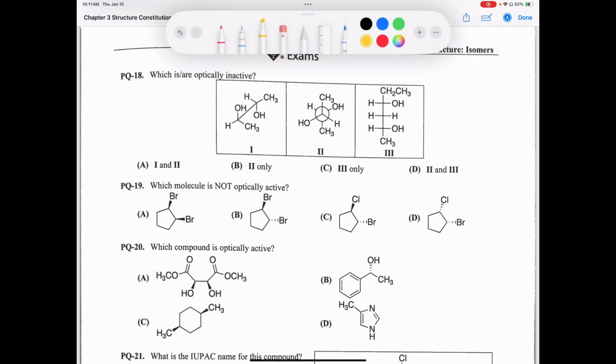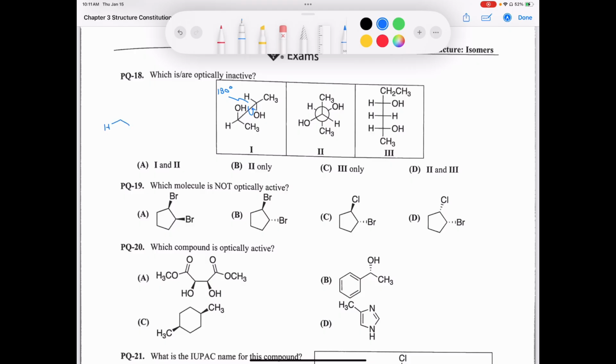All right, question 18. Which compound is or are optically inactive? So we're looking for something here with no stereocenters or a meso compound. And if we start with compound number 1, you can see that if you rotate this bond by 180 degrees, you're going to see that you'll have a meso compound.